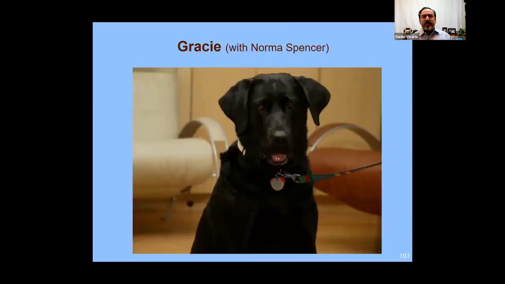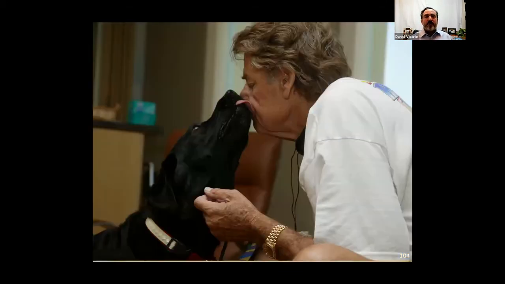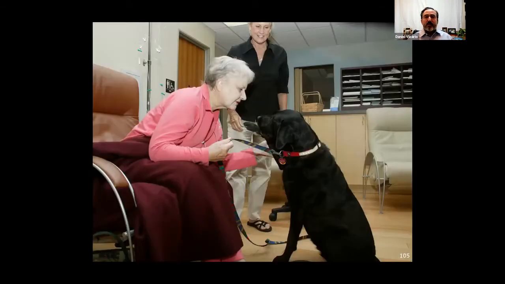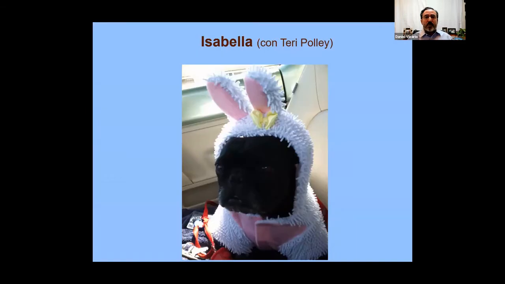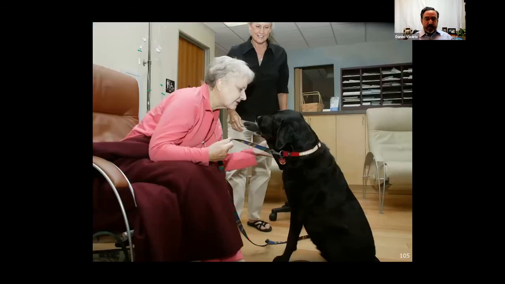Now, one of the best healers is here. Gracie would come to our chemo room twice a week with her mama, Norma. So here she's healing with her kisses, and Gracie for years would come to our chemo room. And then another dog, Isabella, with Terry would come to the chemo room. Very powerful healing practitioners.